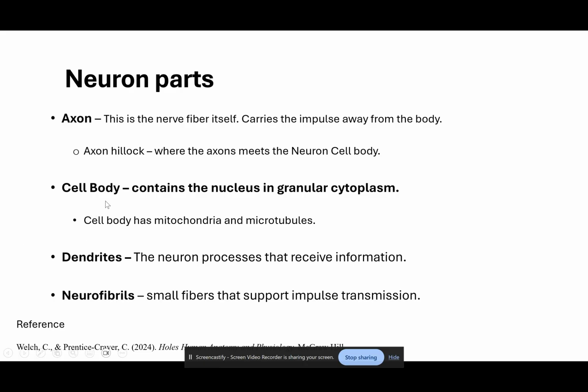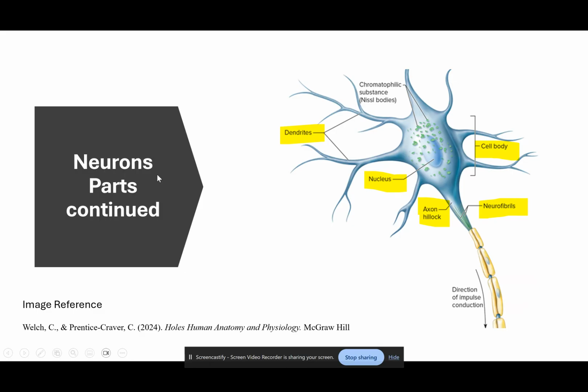Secondly, we have the cell body of the neuron itself. It has a nucleus as well as a granular cytoplasm. A lot of the cytoplasm is filled with things like microtubules as well as mitochondria. And we also have dendrites and neurofibrils. Dendrites are neuron processes that are able to receive information, and the neurofibrils are small fibers that support the impulse transmission of the neuron. And we have our reference down here just so we're able to keep track of all this information. And neuron parts continue.